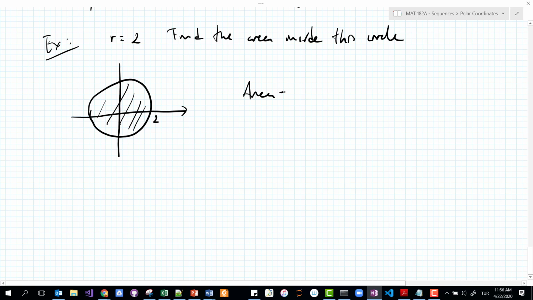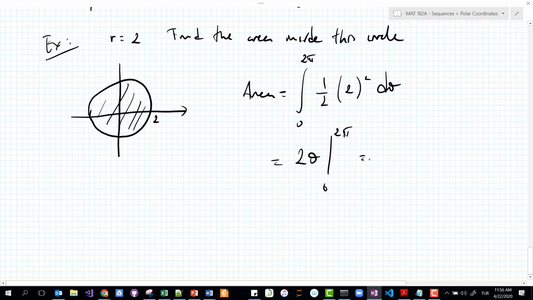The area is going to be the integral with angle from 0 to 2 pi of 1 over 2 times r squared d theta, where r is equal to 2. If I take the integral, it is going to be theta from 0 to 2 pi. So the area is going to be 4 pi, which is equal to the circle area.